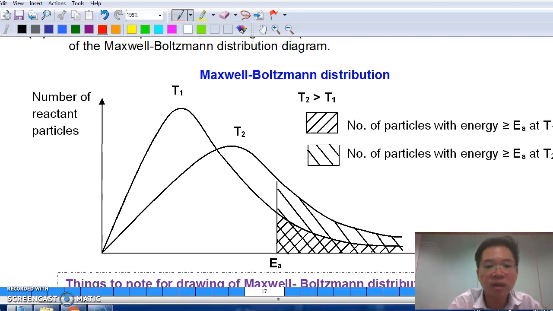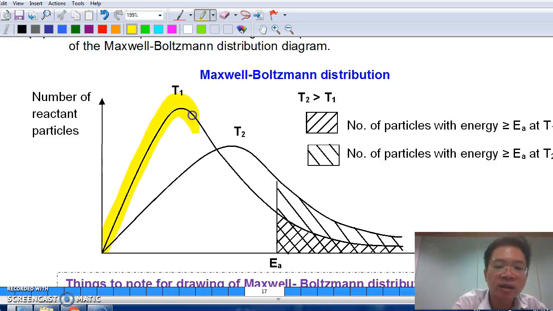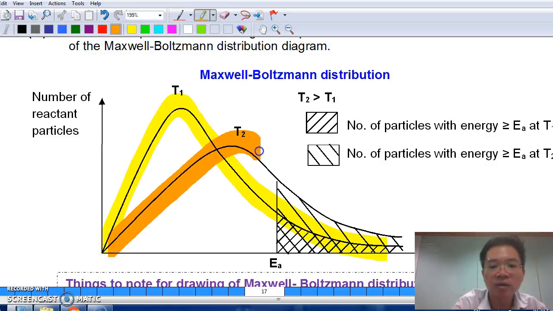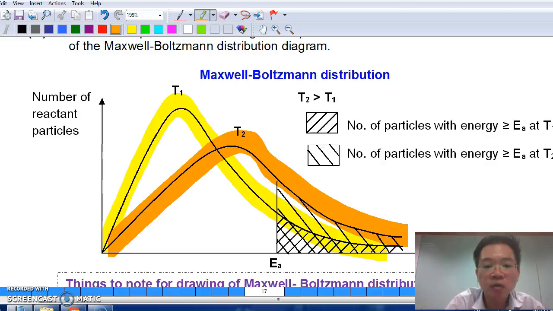For a temperature curve, I should see two curves. Curve 1 is at a lower temperature. Curve 2 is at a higher temperature. I think the thing you need to remember is that these two curves have the same area under the curve. The area under the curve represents the number of reactant particles.